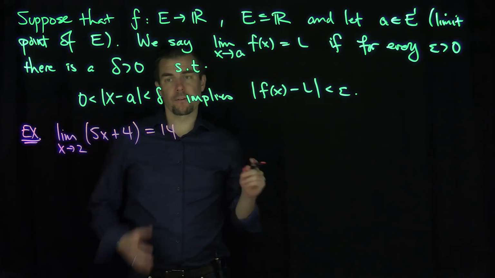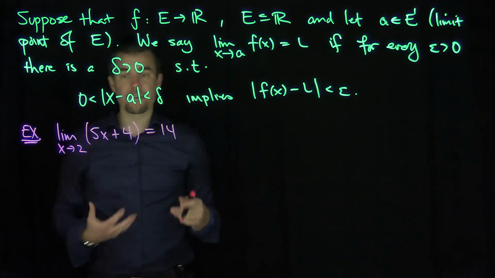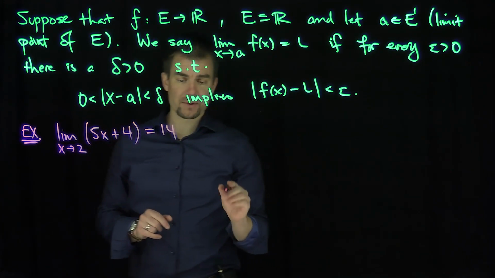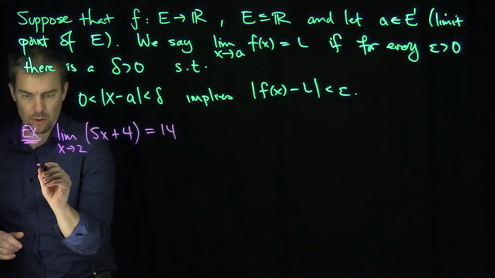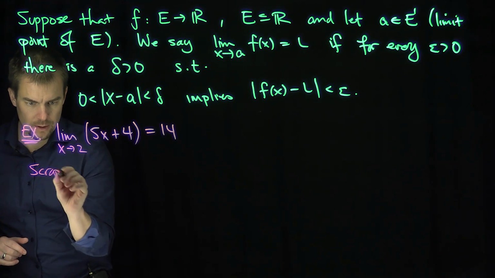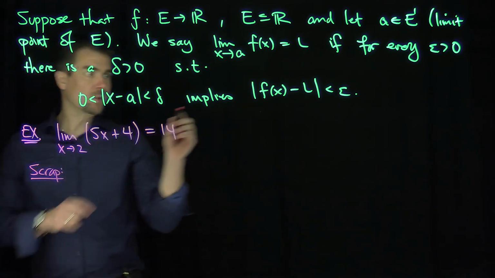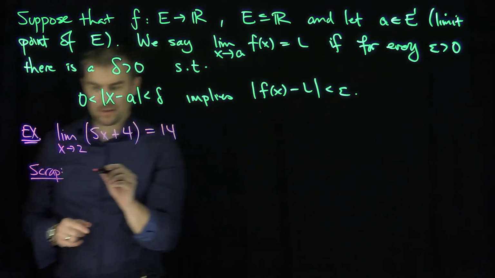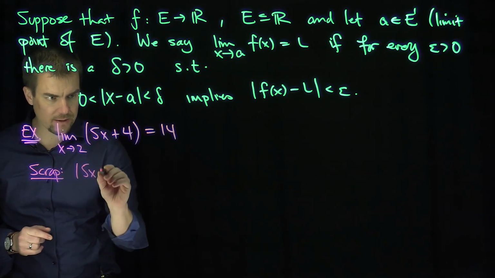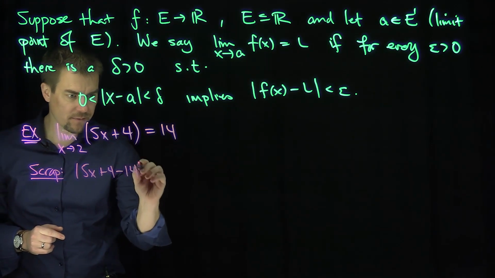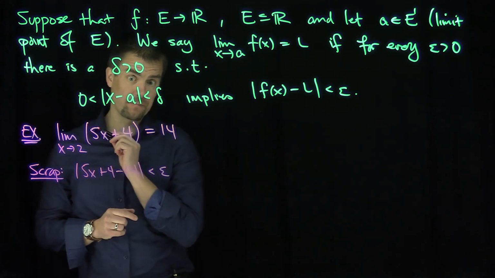And so here's what we're going to do. We're going to prove this using the definition by breaking the problem into 2 parts. The first thing we're going to do is some scrap work. Here's our scrap work. We'd like |f of x minus the limit|, so I'd like |5x plus 4 minus 14| to be less than epsilon.